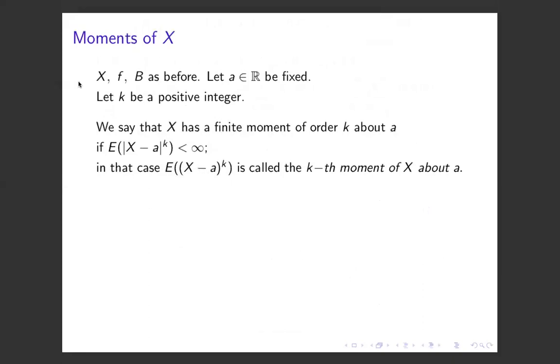So that same notation as before, x is a discrete random variable, its probability mass function is little f, and b is the range of x. Let a be a fixed real number and k be a positive integer fixed. We say that x has a finite moment of order k about a if this happens. That is the expectation of mod x minus a to the power k is finite.